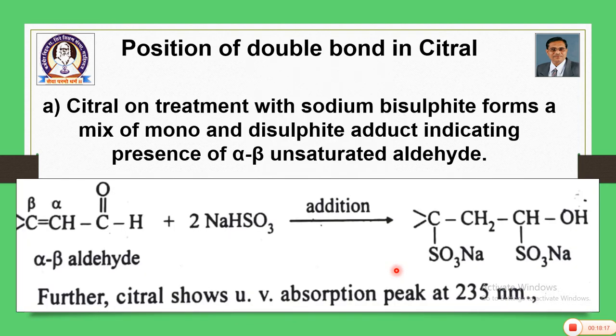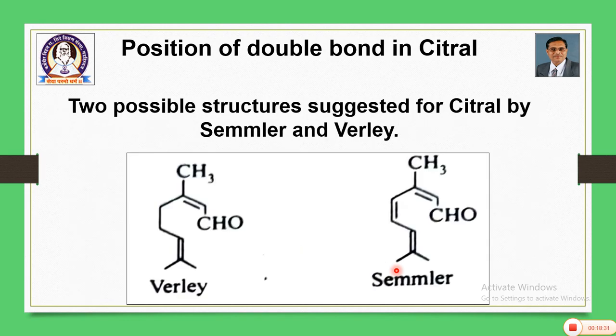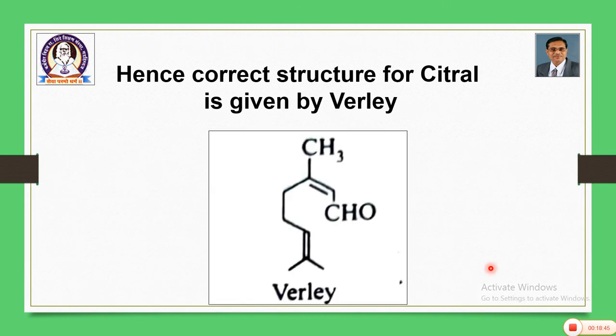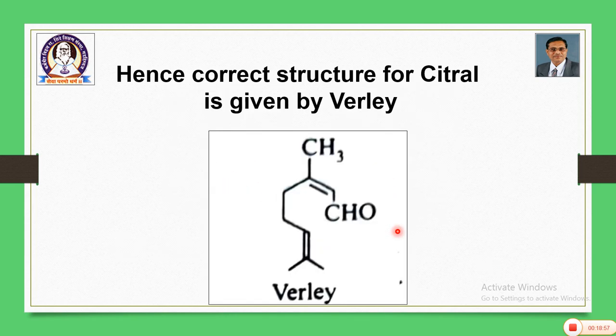Finally, the position is confirmed by sodium bisulfite addition, we get a mixture of 2 products, and the position of the double bond is confirmed by 2 reactions. One is the reaction with potassium carbonate to get this compound, one ketone and one aldehyde, and therefore 2 possible structures are there. Out of these 2 possible structures, the correct structure is confirmed by oxidation with KMnO4 followed by chromic acid, and we get these 3 structures. These structures confirm this Verley structure as the correct structure for citral, and the several reactions which we discussed earlier can be explained by this structure suggested by Verley.